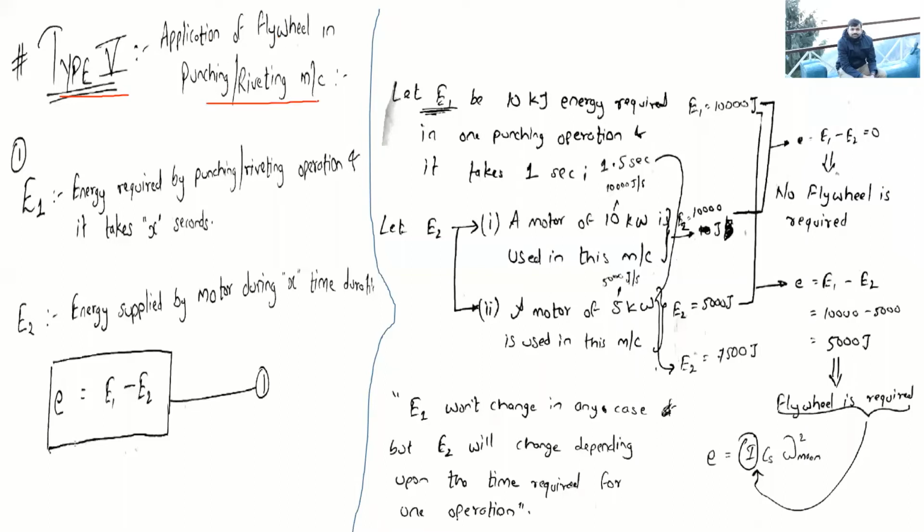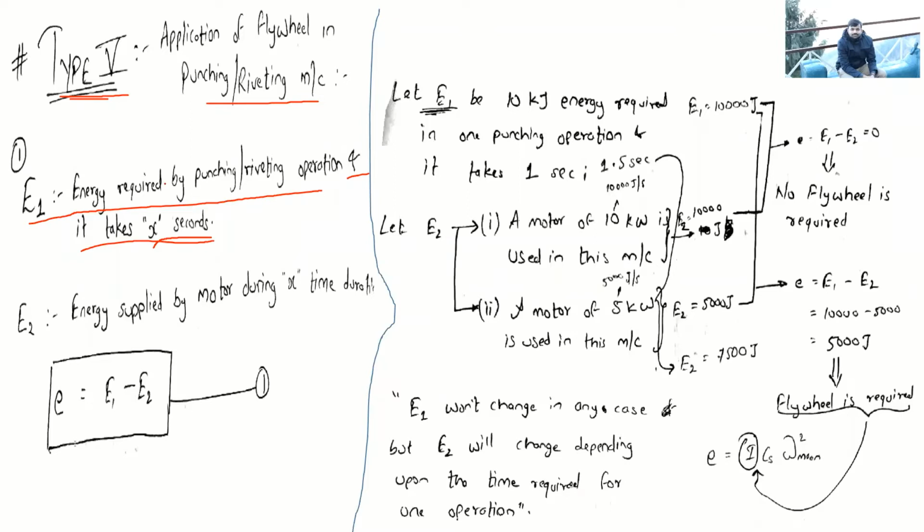Type 5, as we just discussed, is the application of the flywheel in a punching and riveting machine. So what all would be given to us? Let's first understand the terminology and how things work. E1 would be the energy required by the punching or riveting operation, and it takes X seconds. When we talk about mass production, one very important thing that comes into the picture is time. The operation time overall affects the mass production time, so another parameter we have to take into consideration in this type of numerical is time.